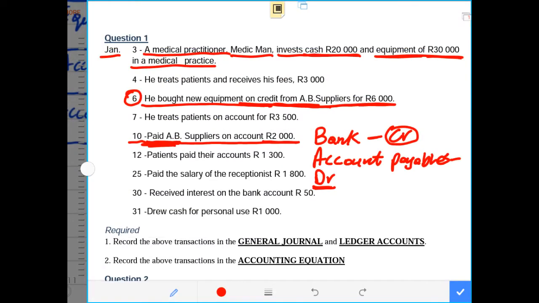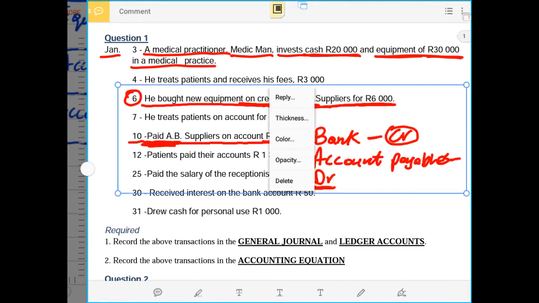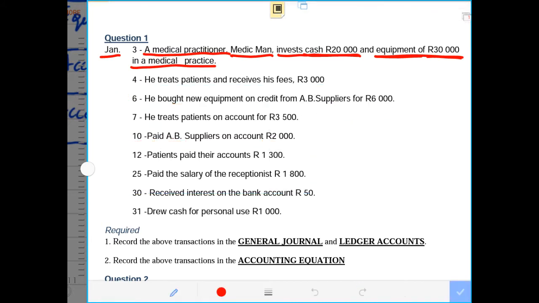Then after, we go to the next entry, and the next entry is on the 12th day of the month of January. On the 12th of January, it says patient paid their account 1,300. Remember, there was a patient on the 7th day that was treated on credit, or on account, and that amounted to 3,500. The customer did not pay us, and now the customer is paying us. It says patient paid their account 1,300.